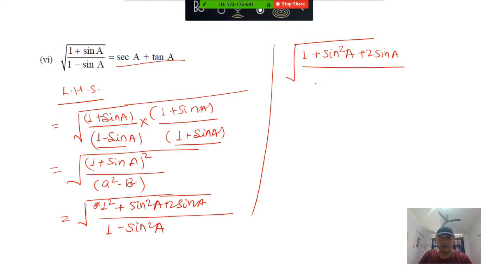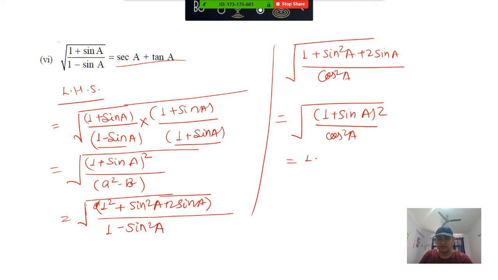1 minus sine square A becomes cos square A. Oh, I have just made a mistake here. We don't have to open this one. If you open it, then we don't get the term. So let's keep the numerator as it is, 1 plus sine A whole square upon cos square A. And if you take the square root of the terms, this becomes 1 plus sine A upon cos A. In fact, that was not a mistake. I had to expand it. That's it.